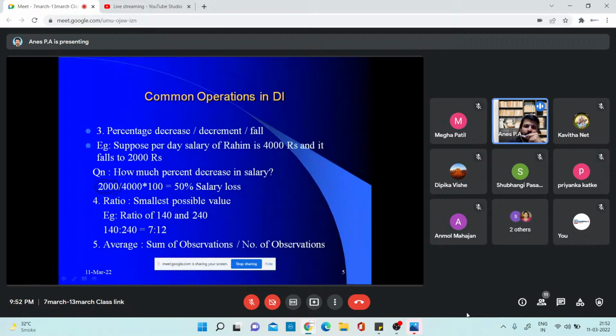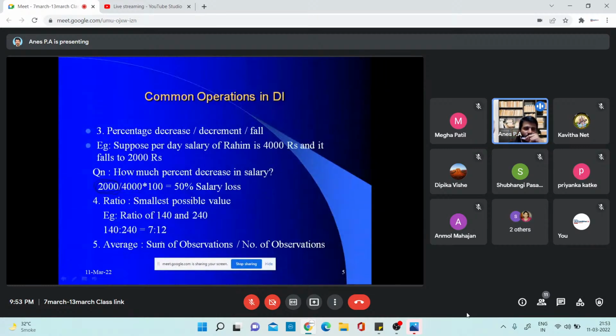Fourth common operation is ratio. Ratio means the smallest possible value. It's a simple fact. Ratio of 140 and 240: we write 140 is to 240, then we cut it down to the smallest possible value. We get 7 is to 12. So we can make it as small as possible. That is the ratio.